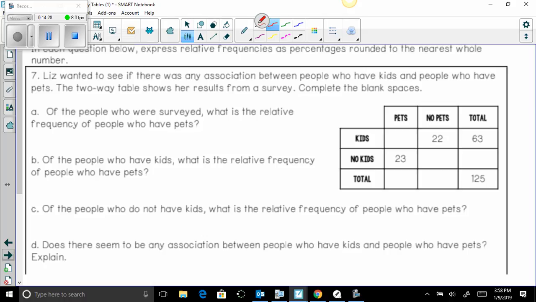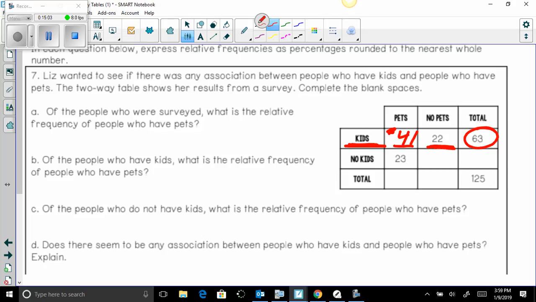Liz wanted to see if there was any association between people who have kids and people who have pets. The 2A table shows her results from a survey. Complete the blank spaces. So, how many total people had kids, whether they had pets or not? The amount of people who had kids is 63. So then these two things right here should add to 63. What's this blank spot right here?